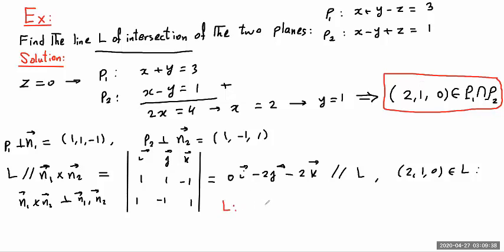So finally the equation of the line L, let's write it in red. It's x equal x0, 2, plus 0 times t, y equal 1 plus minus 2 times t, minus 2t, z equal z0, 0, minus 2t. So these are the equations of the line L.